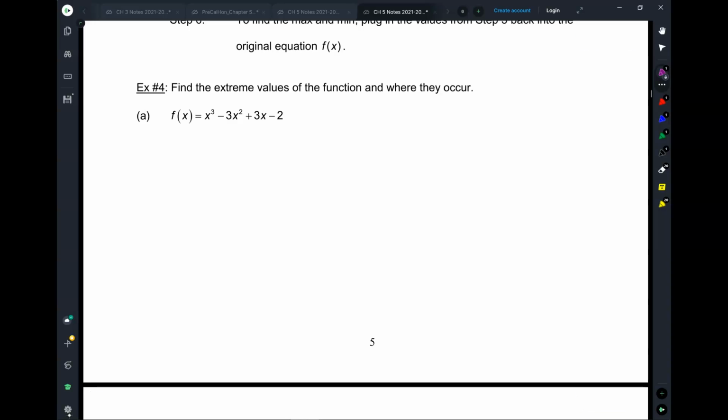Extreme values where they occur. What's the domain here? All real numbers. That's the domain. Okay. Now, take a derivative, find the critical points. Let's do this. F prime of x, 3x squared minus 6x plus 3. I'm going to factor out a 3.